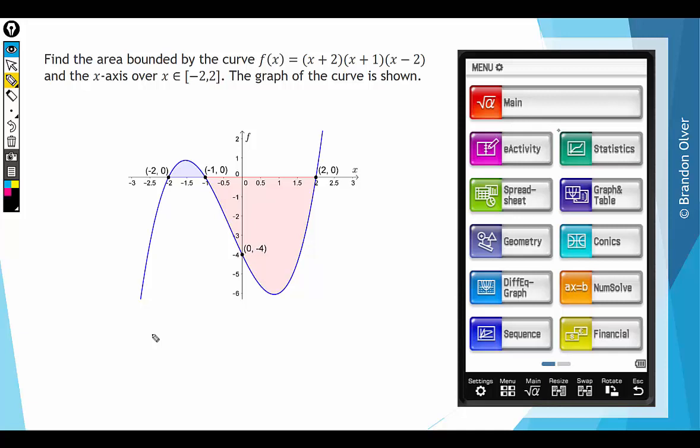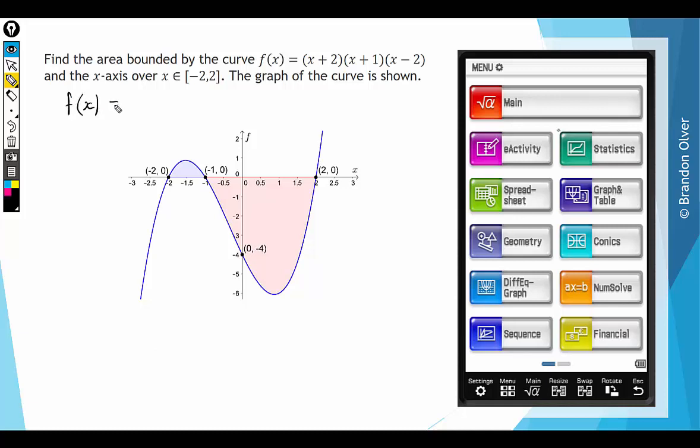Find the area bounded by the curve f(x) = (x + 2)(x + 1)(x - 2) and the x-axis over x ∈ [-2, 2]. So for this curve, we can start by expanding f(x). Instead of having it in factorised form, we'll have it in general form.